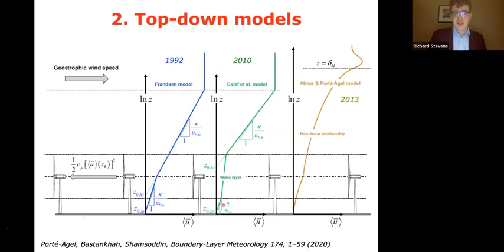Improvements of this include not just two log layers, but the formation of this whole wake layer in the wind farm in between, or even coupling to the geostrophic flow dynamics, which drive the atmospheric flow here in the end, and then you get nonlinear relationships like here to describe the flow in the wind farm.